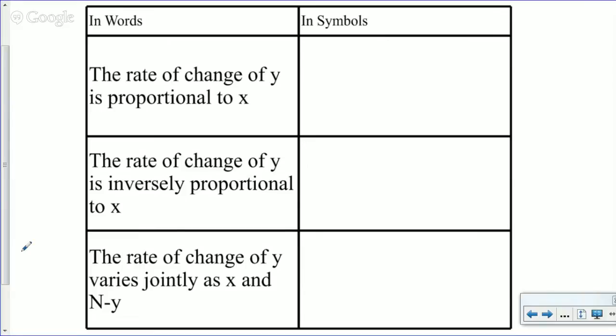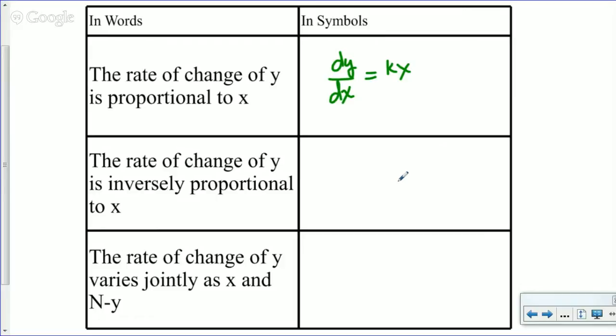Okay, so for the first one, it says the rate of change of y is proportional to x. Well, that's the one we just worked with. That's the one you'll see the most. So the rate of change of y, that would be dy/dx, equals proportional, so I need a constant of proportionality, to x.